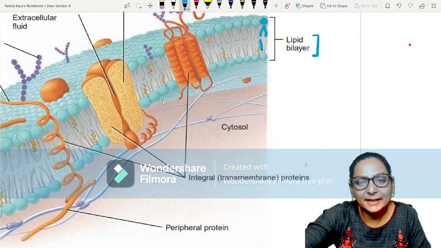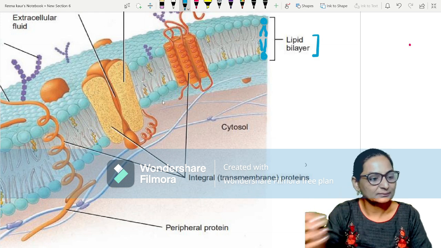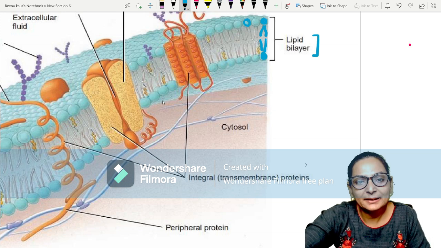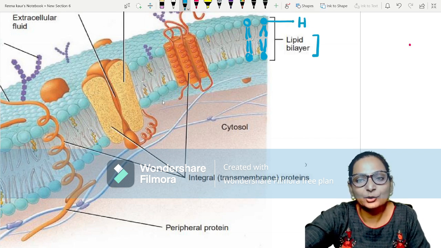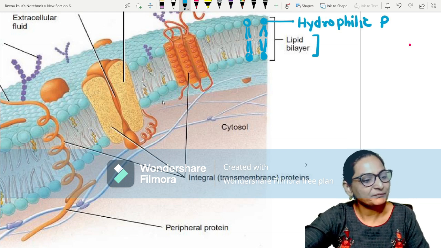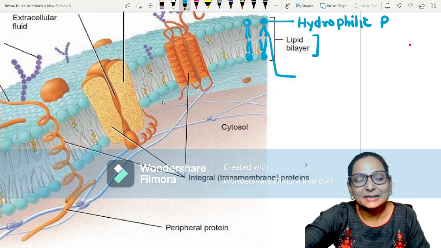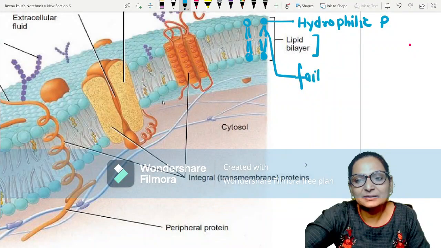So we can see that the tail portions are aligned just opposite to each other. Right? See, this is the head and this is its tail. Like this. So the outer head portion is hydrophilic phosphate. Okay, it is hydrophilic phosphate. And this tail portion is the fatty acid tail.